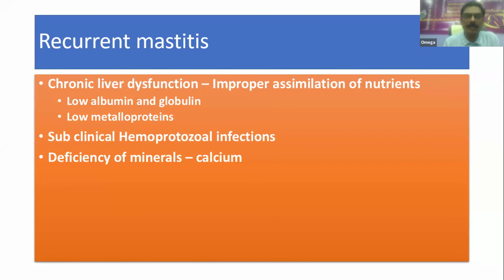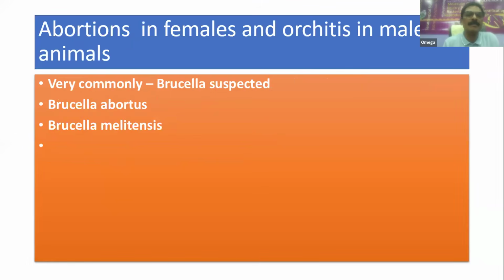So all these conditions may lead to recurrent mastitis. Whenever there are problems of recurrent mastitis, instead of going only for milk sample examination, we should go for milk plus blood. So we will get the complete diagnosis of that particular case. Then abortions in females, orchitis in males. Generally, it is giving us some clues about brucellosis.